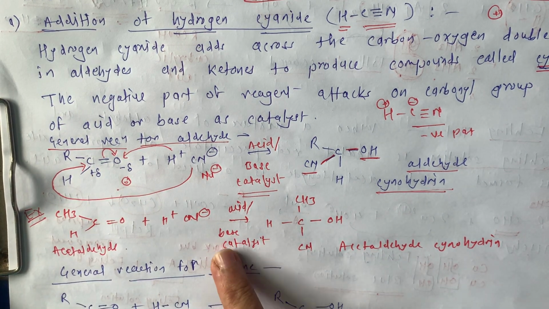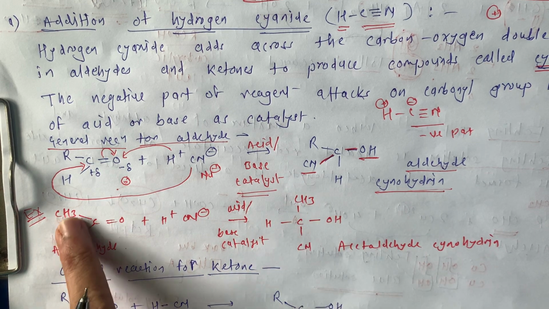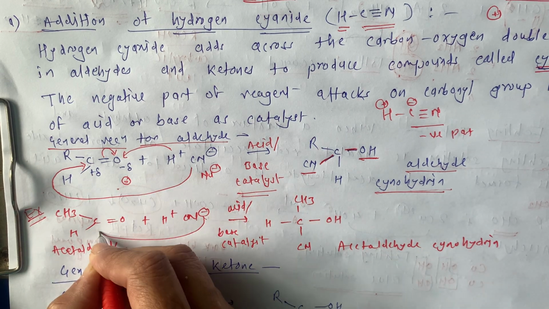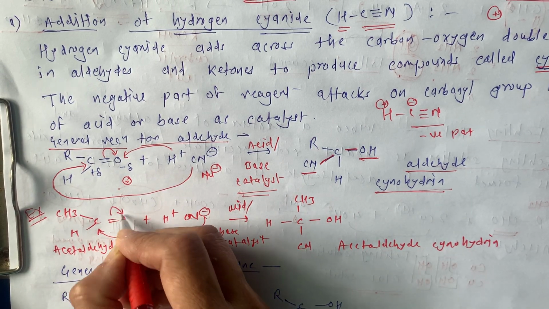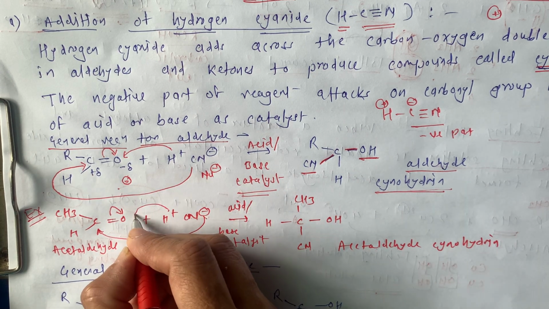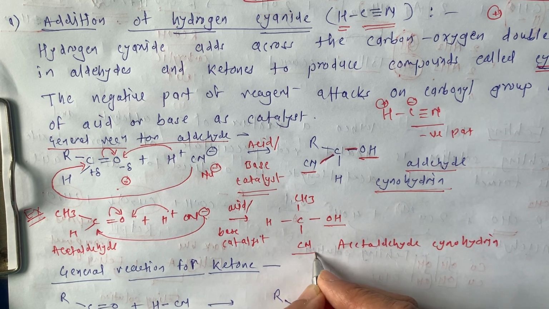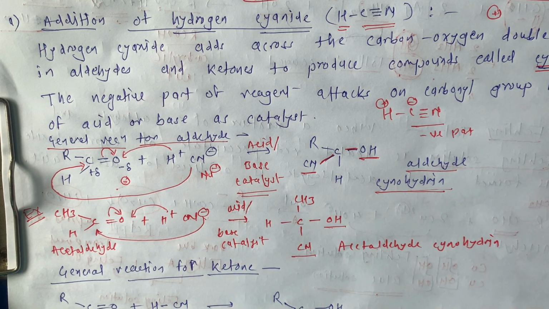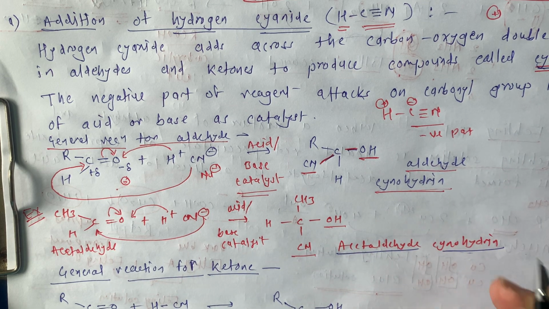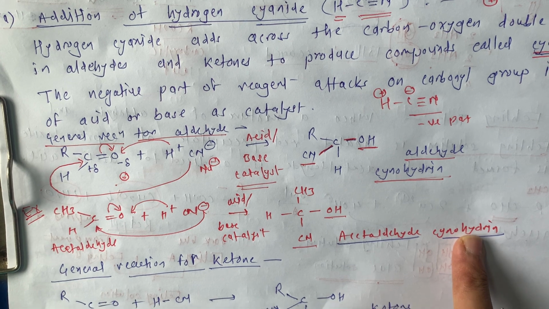We know this very well now in 12th standard. So now here it is CH3CH like this. This CN is going to attack over here. Then this O is converted into minus charge, and that's why H is going to attack on this O, and then there is formation of OH, and here CN is attached. So now the name of the compound is acetaldehyde cyanohydrin.